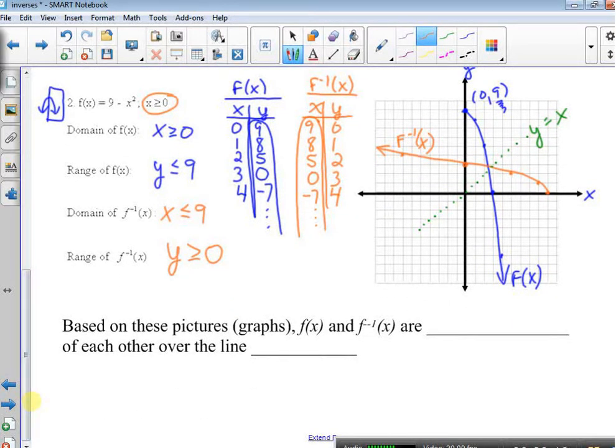You might not have this piece, but based on these pictures, f of x and f negative 1 of x are inverses of each other over the line y equals x.